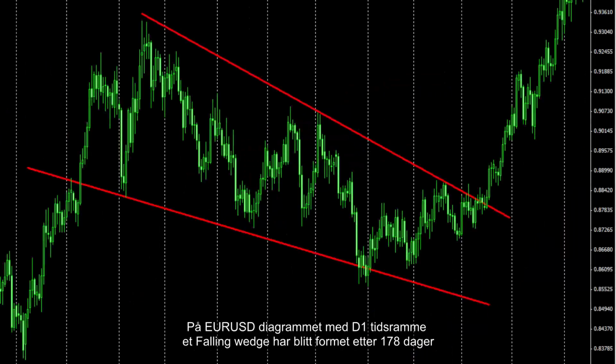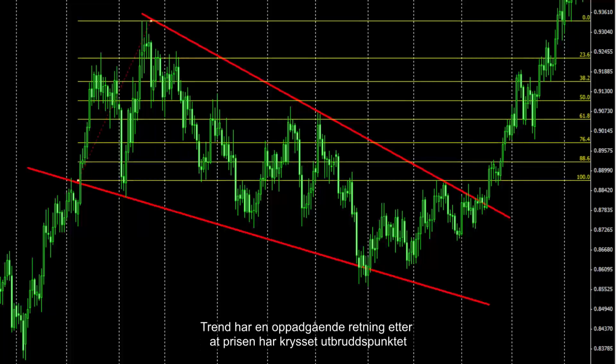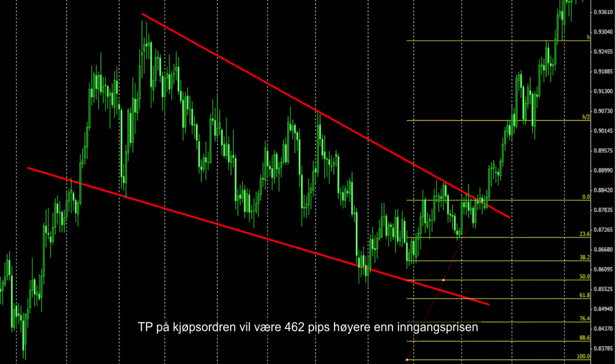On Euro against US dollar chart with a D1 time frame, a falling wedge has formed after 178 days. Trend has an upward direction after the price has crossed the breakout point. TP on a buy order would be 462 pips higher than the entry price.